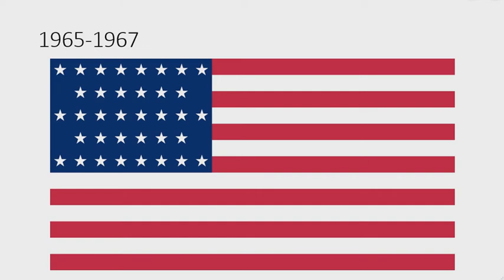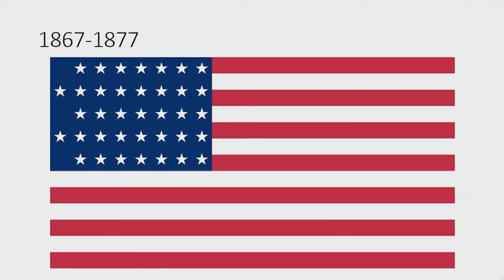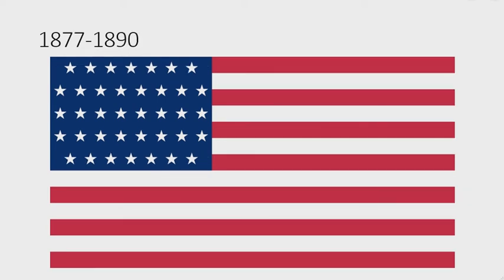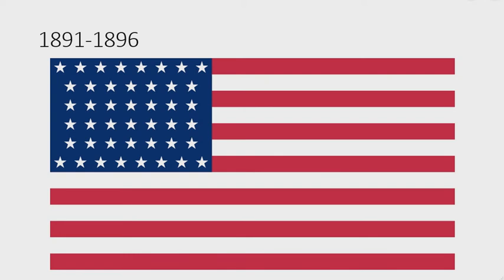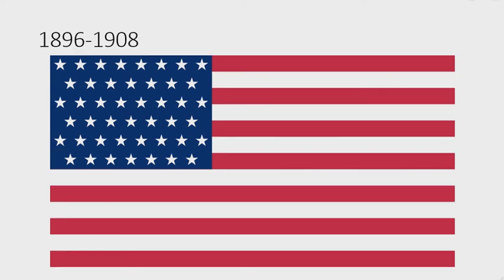1865 to 1867, there are now 36 stars. 1867 to 1877, there are now 37 stars. 1877 to 1890, there are now 38 stars. 1890 to 1891, there are now 43 stars. 1891 to 1896, there are now 44 stars.